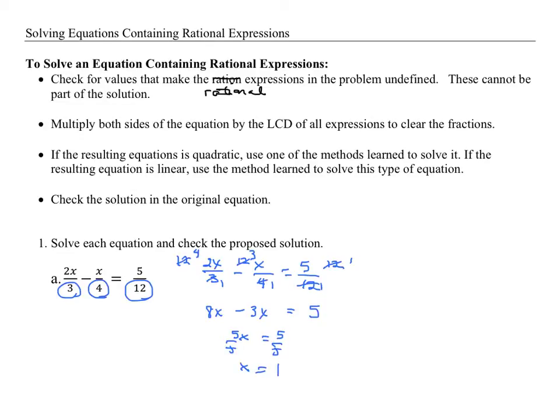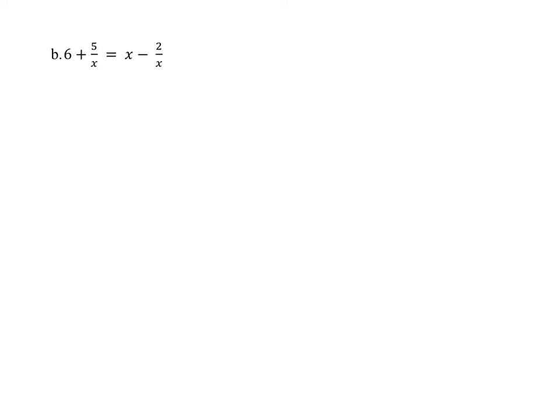If we go to check this, we put 1 in for x. I'm just going to quickly put a 1 in everywhere I see an x. So 2 times 1 is 2/3 minus 1/4. Is that 5/12? Well, let's check it out. 2/3 is really 8/12. A quarter is really 3/12. Sure. Fantastic. Good. Now let's take a look at this one.